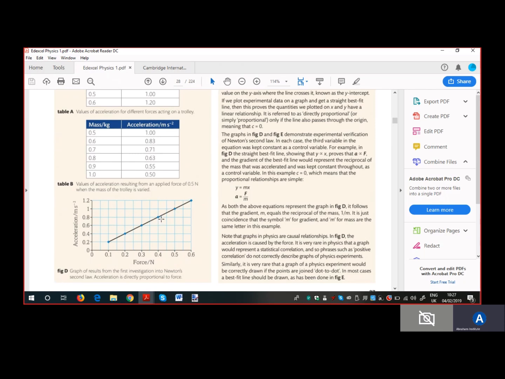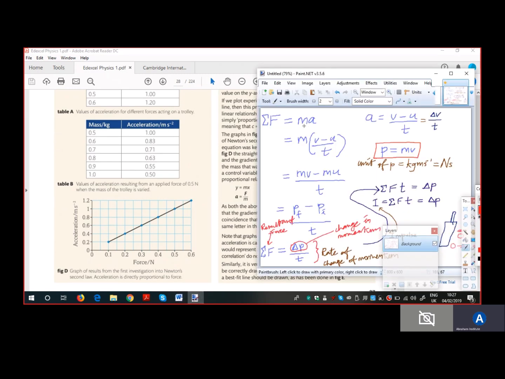From the gradient you can calculate the mass, because F equals ma. So in this example, because acceleration is on the y-axis, this will give the reciprocal of the mass of the trolley. Over here, acceleration is on the y-axis, so it's a equals F divided by m, or 1 over m times F. So that's why the gradient here is 1 over the mass.